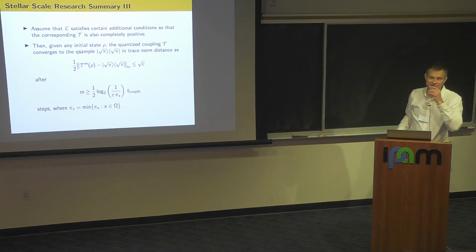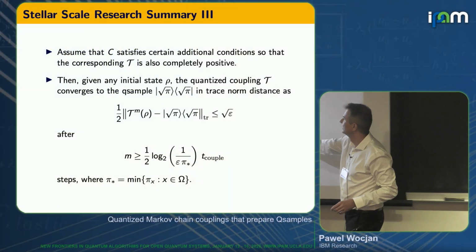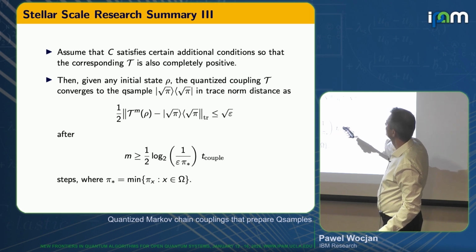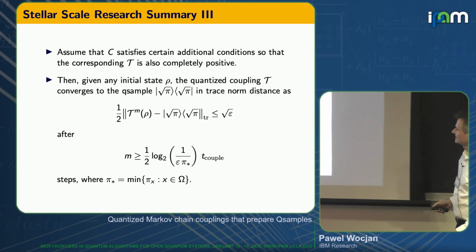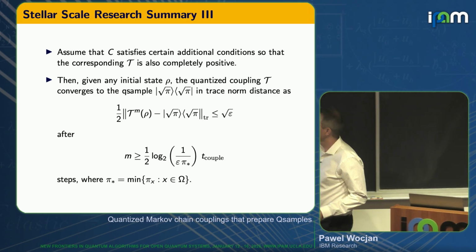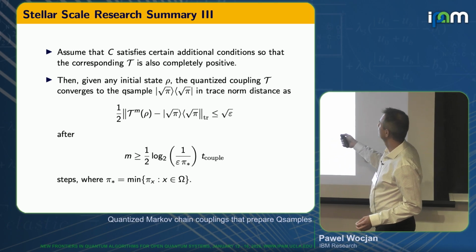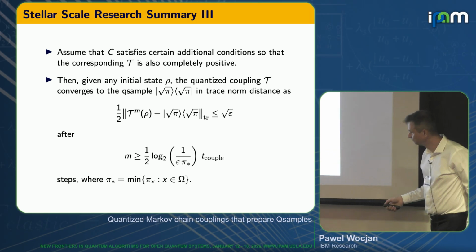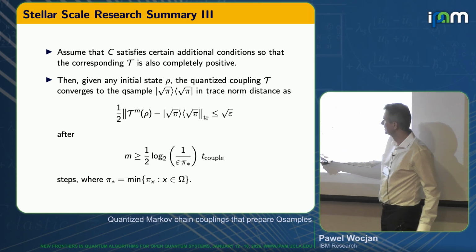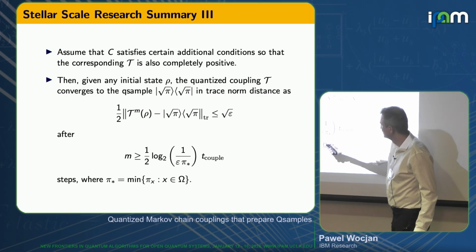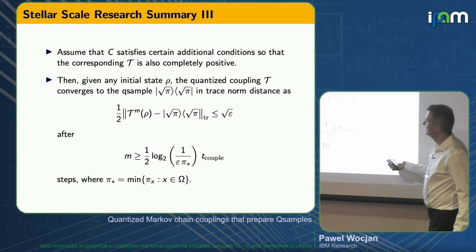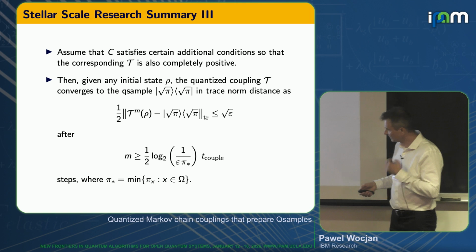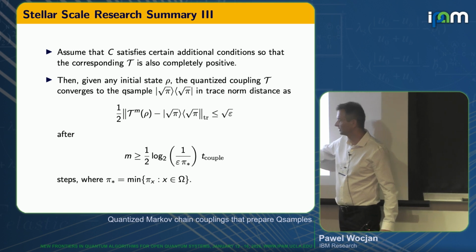Okay, so yes, this is what you were asking. Assume that C satisfies certain additional conditions so that the corresponding T is also completely positive. Then what we can show is that given any rho, the quantized coupling converges to this Qsample in trace norm distance like this. And we have to choose M to be greater than this here. So you can see that, in some sense, the mixing time of the quantum channel is governed by T-couple.